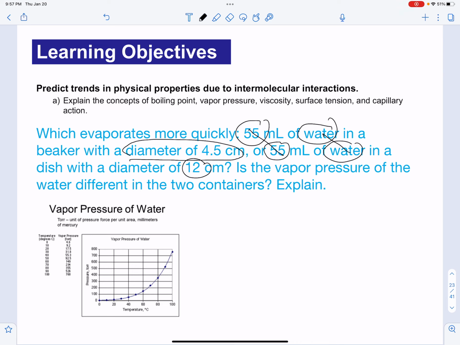So the only thing that is changing is that you have two containers with water, let's call this number 1, let's call this number 2, but one is bigger in diameter than the other one. And the question is, is the vapor pressure of the water different in the two containers?